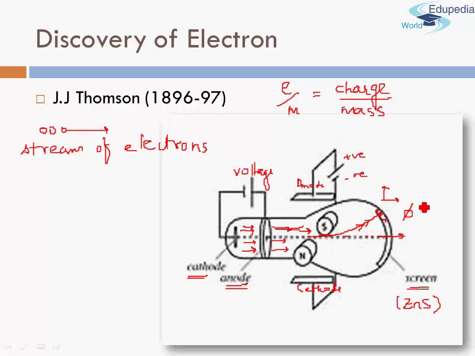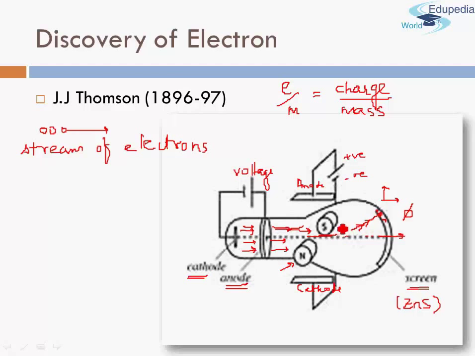Alright, let's call it phi. Then what he did was, after applying the electric field, he removed that electric field, and now instead of the electric field he applied a magnetic field. This is the north pole, this N, and this S is the south pole of, let's say, a magnet. So there is a magnetic field over here, in between the north and south pole.